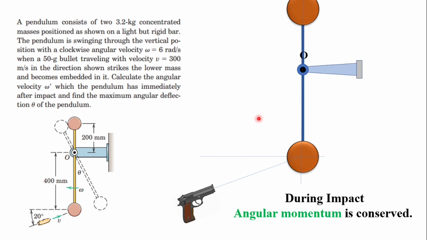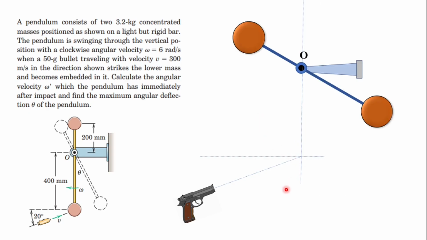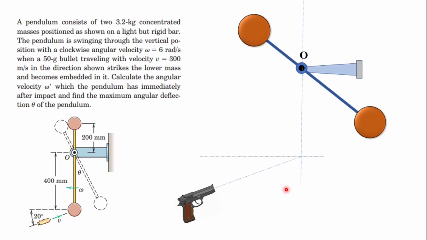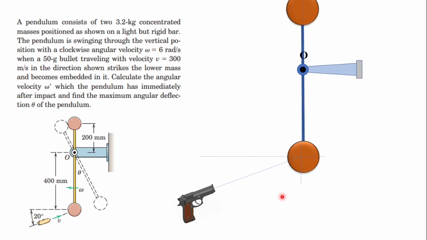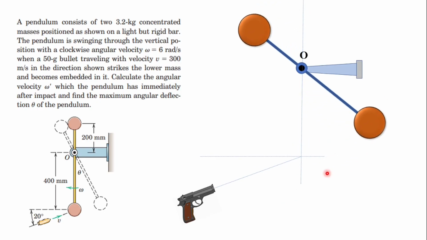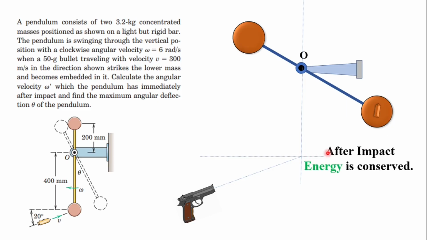And we know that the system will come to rest when the maximum angle happens. That means when it finishes its kinetic energy, it will stop at that position. So we can use the conservation of energy. That means after impact there will be a conservation of energy. So let's see how we can solve it.